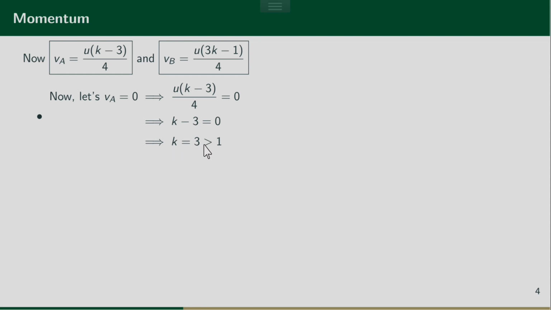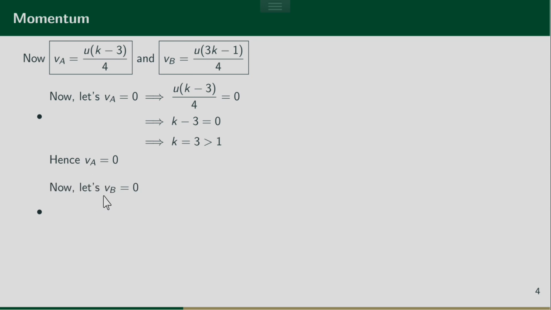And 3 is a value which is greater than 1. So indeed, the final velocity of A is 0. So A is a sphere that is brought to rest because the value of k satisfies the premises that were given in the question. But let us try for VB and see.